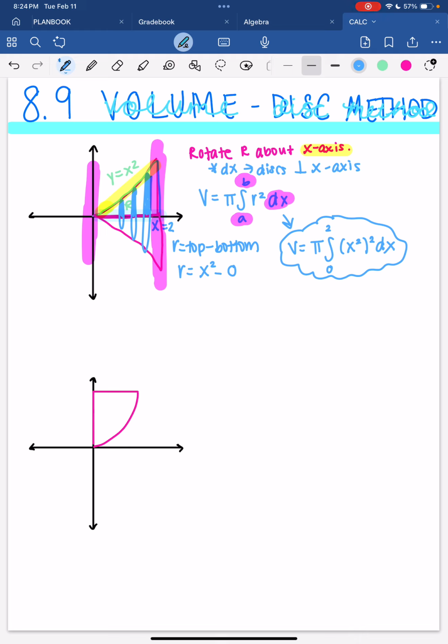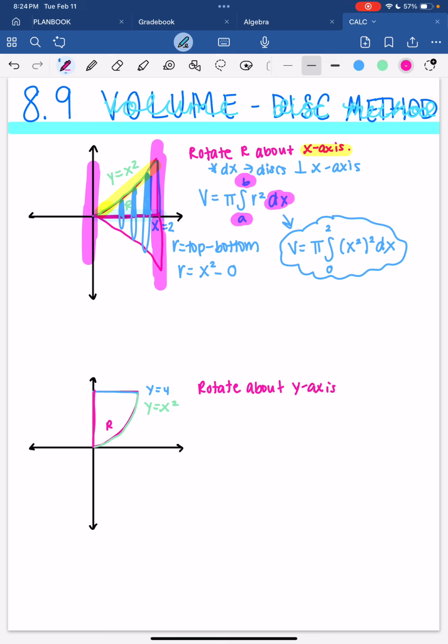All right, now let's look at this one. So same thing here, but I have the same curve, y equals x squared. But then I changed the bounds. So we have the line y equals 4 and the y-axis, okay? So I'm taking that region and I want us to rotate it about the y-axis. And we're going to find the volume.